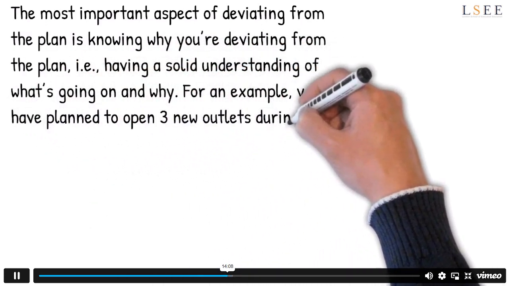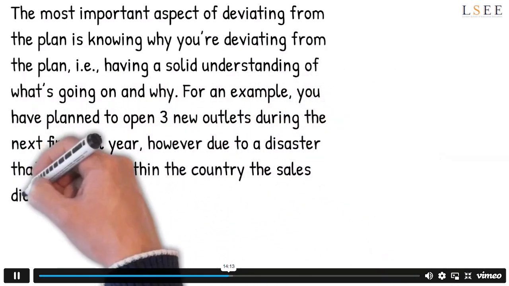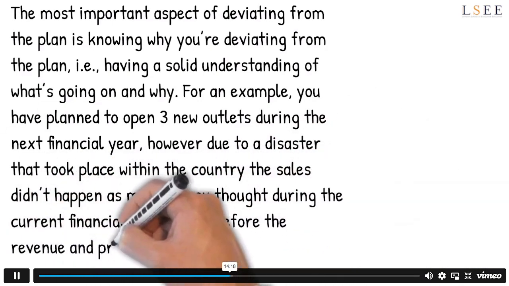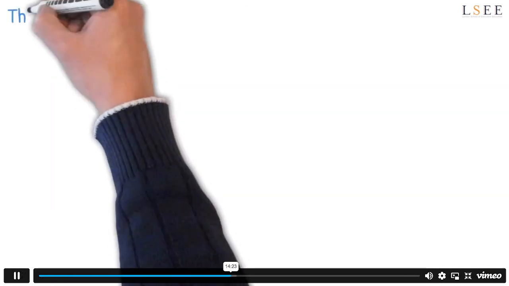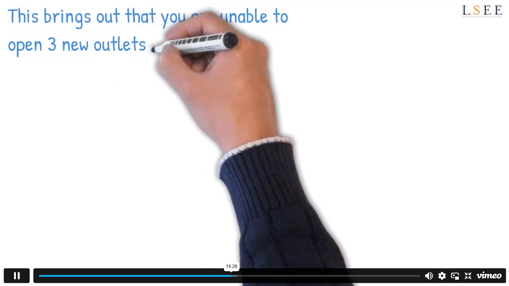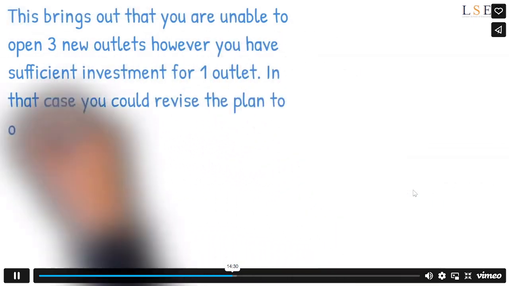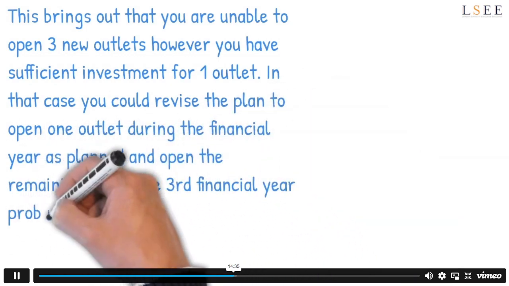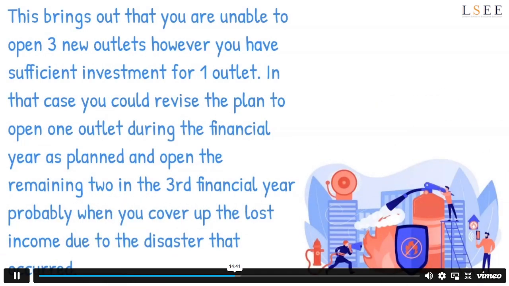For example, you have planned to open 3 new outlets during the next financial year, however due to a disaster that took place within the country the sales didn't happen as much as you thought during the current financial year and therefore the revenue and profits were not up to the expected level. This brings out that you are unable to open 3 new outlets, however you have sufficient investment for 1 outlet. In that case you could revise the plan to open 1 outlet during the financial year as planned and open the remaining 2 in the 3rd financial year, probably when you cover up the lost income due to the disaster that occurred.